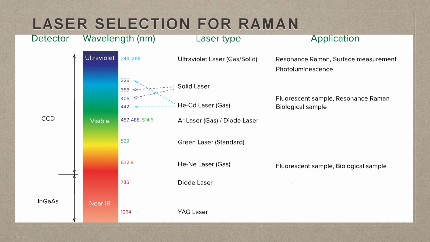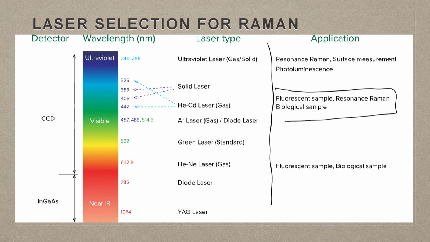Now, having said this, the next important aspect, which is of extreme importance for those of you who desire to shape up their career in biosensing, is that you have to realize what kind of laser you are going to use. That is an extremely important thing. Laser selection for Raman spectroscopy, because it's not that every laser will work for everything, right? So if you look at the application side first, fluorescent sample, resonance Raman, and biological samples, they have a particular area where you can use them.